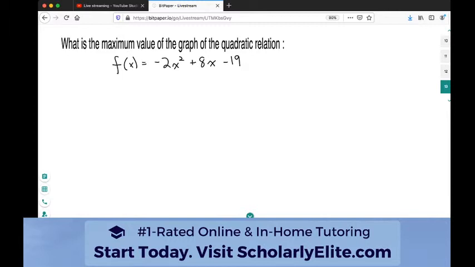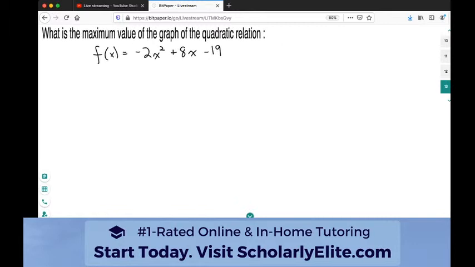As we take a look here, in this question we are going to approach this using the completing the square method. There are two ways to do it, and I'm going to show you both ways. One is an easier way, and one is a harder way. I'm going to show you the easier way first, and then we'll do the harder way, because both are valuable to understand.